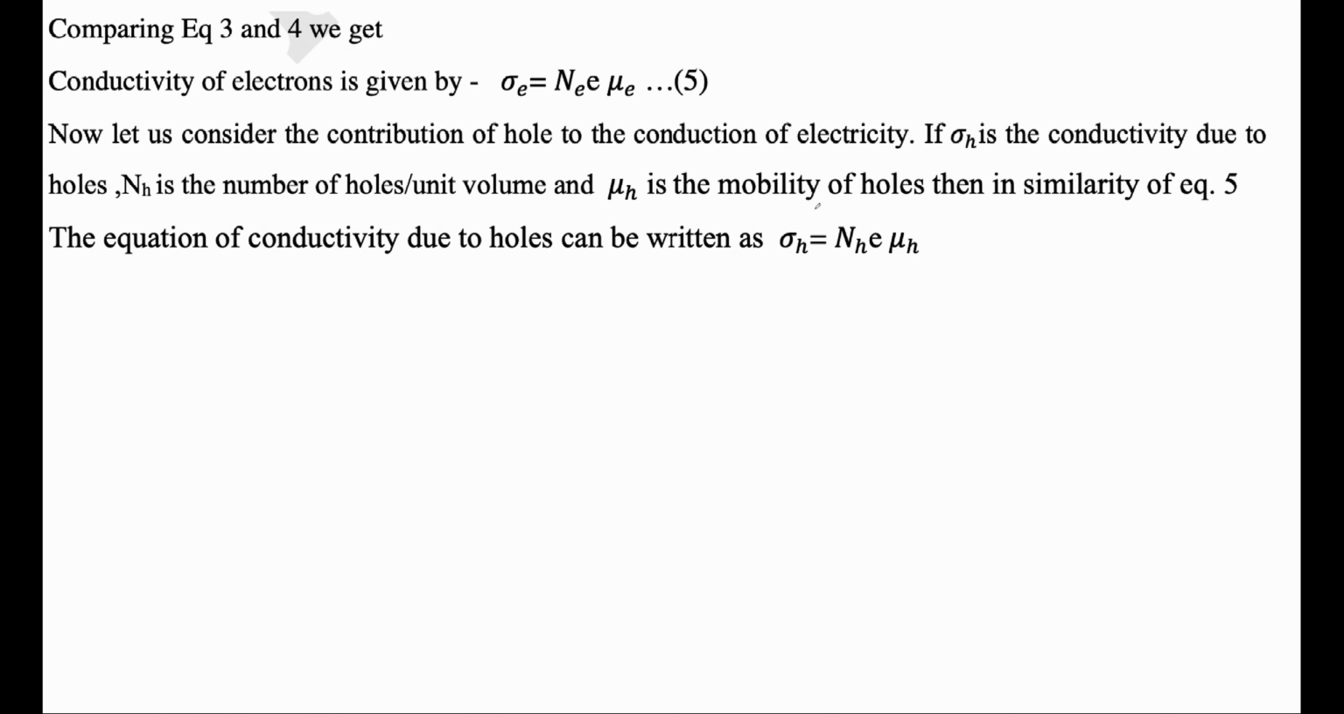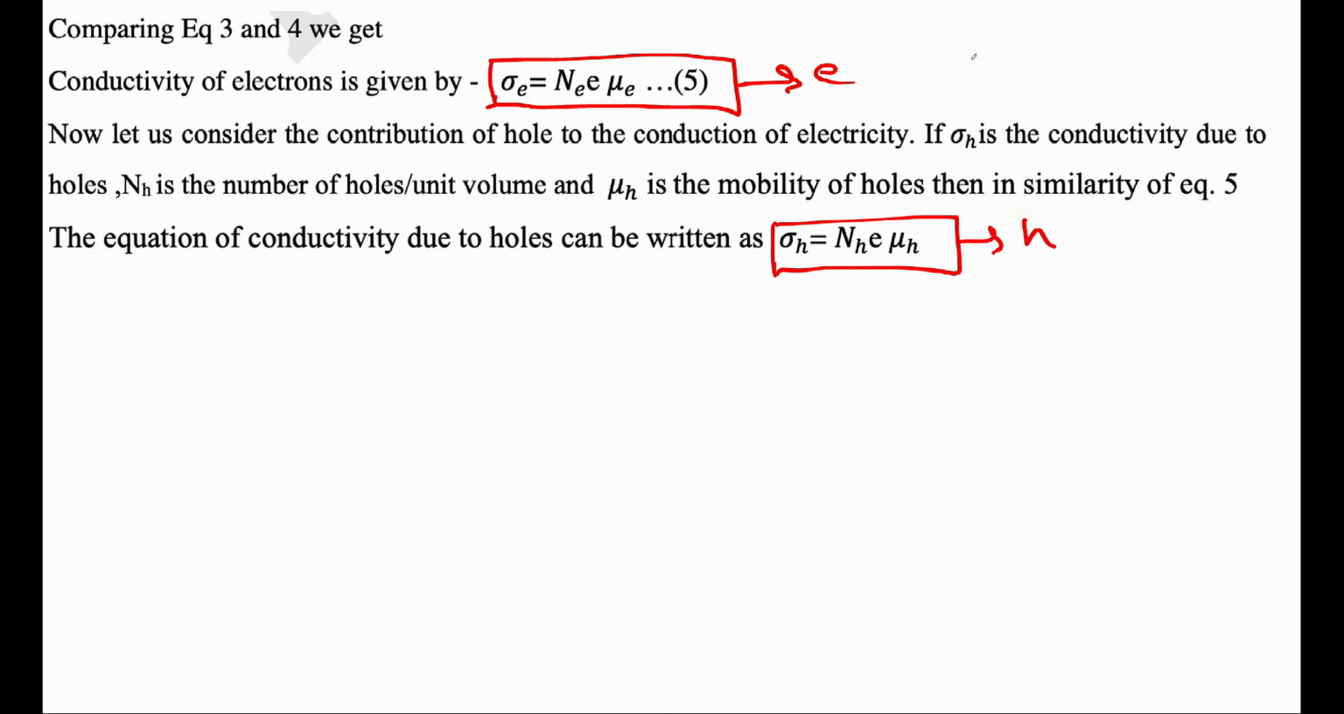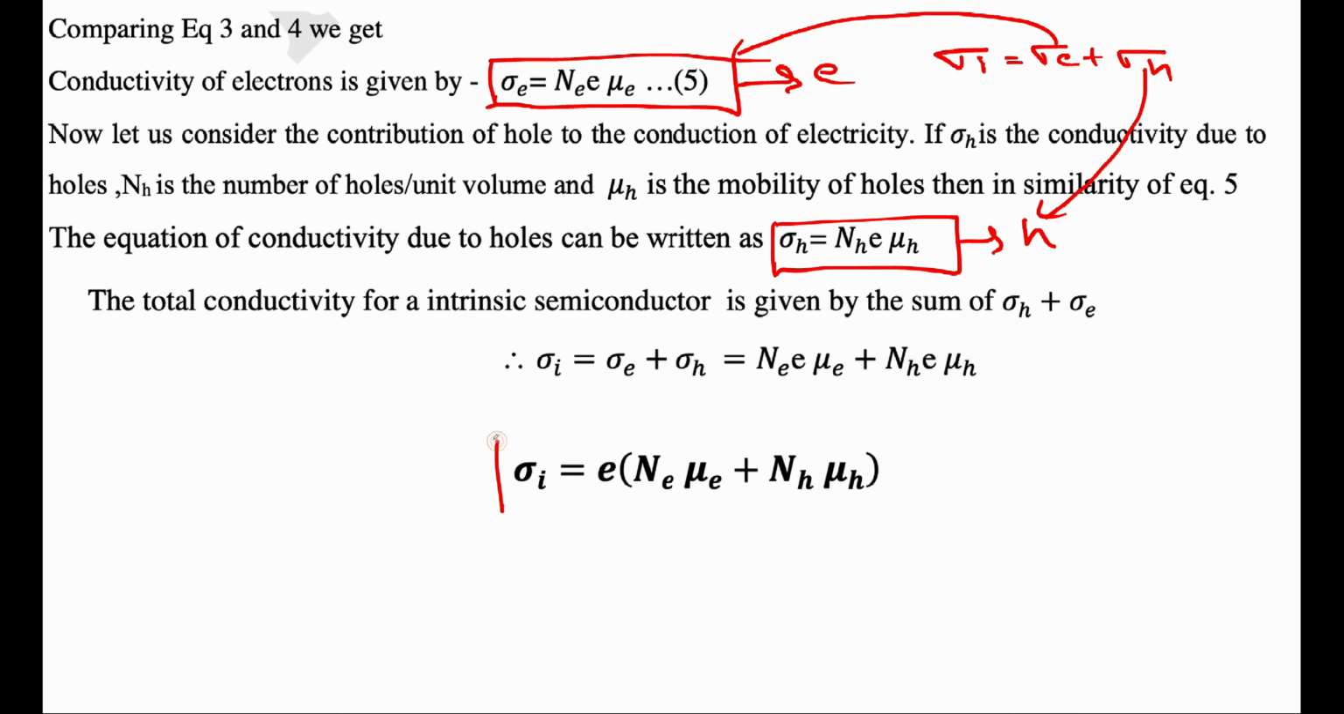Now consider, as I said, the same thing we considered here. These two equations which we got, this is for electrons and this is for holes, because in an intrinsic semiconductor sigma I is equal to sigma E plus sigma H. So sigma E is added here, sigma H is here. So just add this, and ultimately the equation which we are getting for the intrinsic semiconductor is sigma I is equal to E into (number of electrons times mobility of the electron, plus number of holes times mobility of the holes). This is the semiconductor equation.